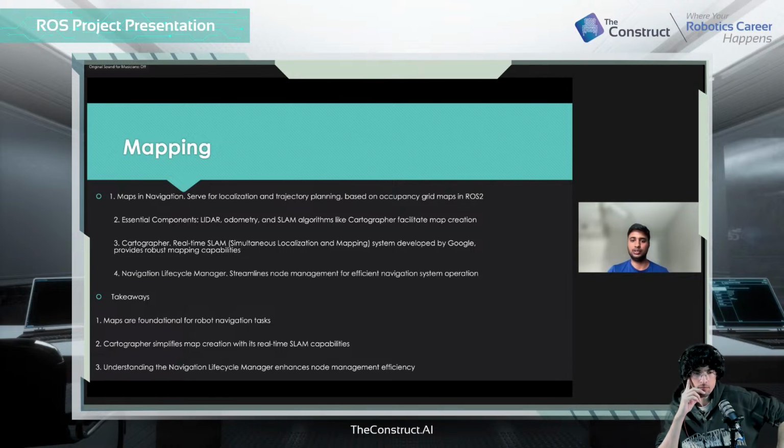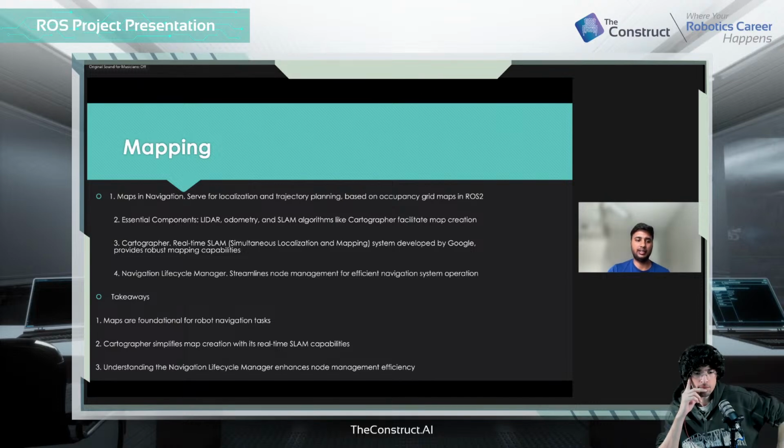Cartographer uses real-time SLAM, which is a new thing that I've learned in my ROS2 navigation course. It is a system developed by Google, which provides robust mapping capabilities. And for all these, we have a navigation lifecycle manager. It basically streamlines node management for efficient navigation system operation.